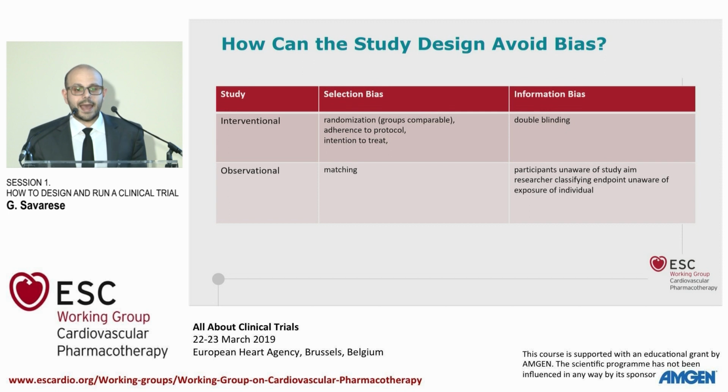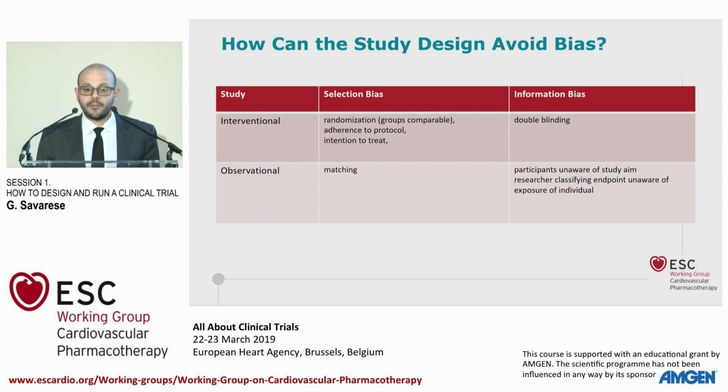So how can a study design avoid biases? For example, in interventional studies, we avoid selection bias by randomization, where groups are comparable, fostering adherence to protocol, and using an intention to treat scheme. Tomorrow we'll talk about this. Whereas in observational studies, we face selection bias, for example, by performing matching of patients.